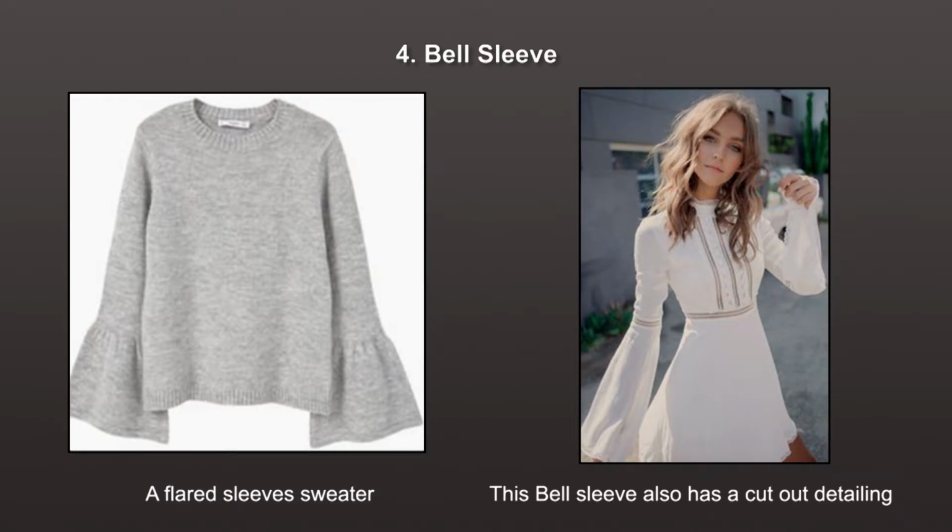On the right is the willow bell sleeve dress by For Love and Lemons. It features a mock neckline with lace contrast, tiny ladder cutouts on the bodice with a long bell sleeve and floral trim. The bell sleeve also has a cutout detailing.